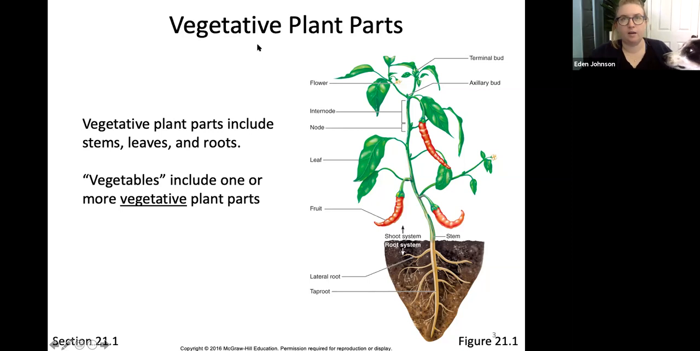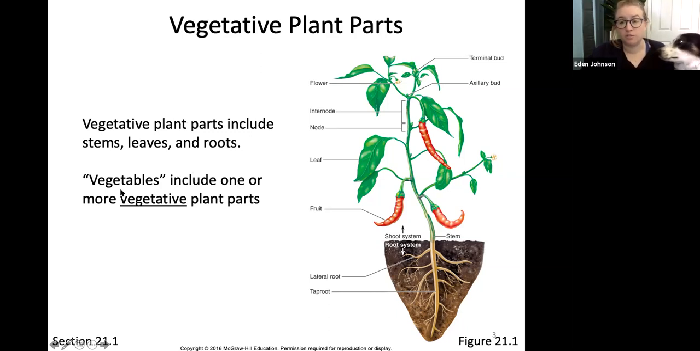All right, so we're going to talk about your vegetative plant parts, and these are anything that is not a reproductive part of the plant. Okay, so you have vegetative parts and you have reproductive parts. So for instance, a leaf is not going to help the plant reproduce. A stem is not going to help the plant reproduce. A root is not helping the plant reproduce, versus something like a fruit that is the reproductive body of the plant. A flower, that's a reproductive organ. Okay, so when we talk about vegetative plant parts, we're talking about stems, leaves, and roots.